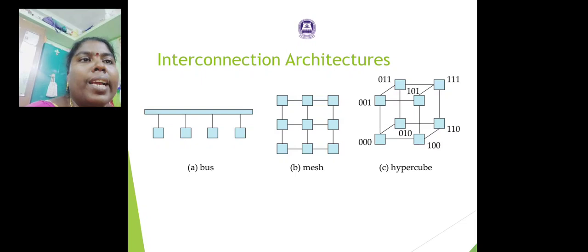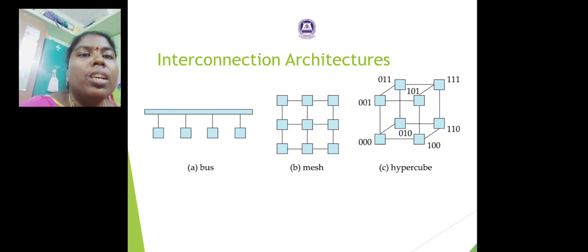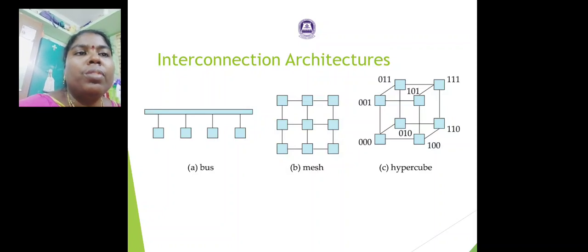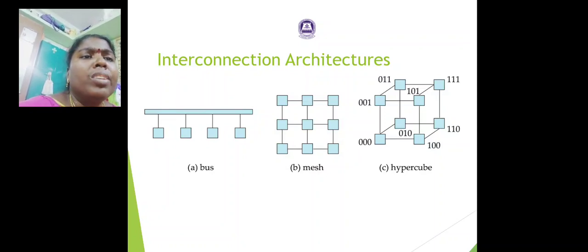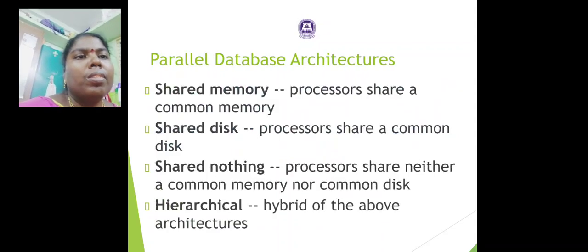So this is the diagram of the interconnection architectures. First one is bus. Serial communication will be available in the bus architecture. Next, mesh. This shows the grid format. Every system is called a node. This forms the grid format, and every adjacent node is connected. Third one is hypercube. The nodes are represented by binary numbers, and the adjacent nodes differ in exactly 1 bit.